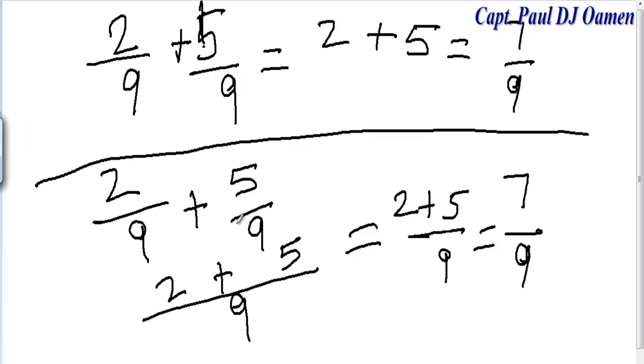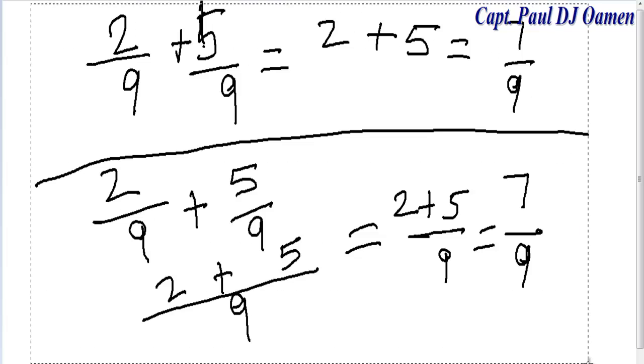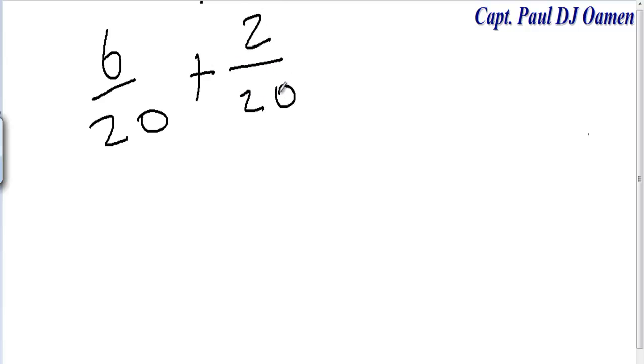But sometimes you may end up with a very different question from this. Let's copy this out. If you end up with something similar to this, let's say the question happens to be 6 all over 20 plus 2 over 20. In this case, you and I know when you add this together you end up with 8, and that means you bring 20 over here.